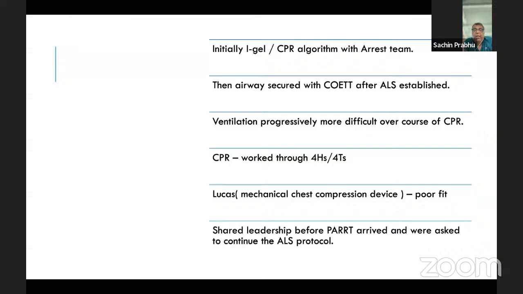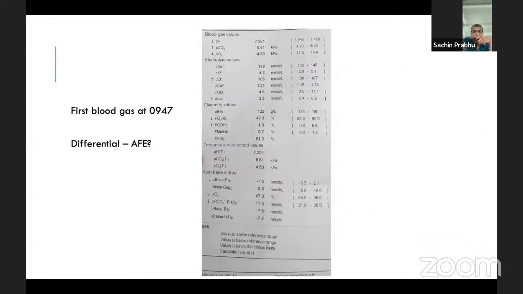We do have a mechanical compression device, which was asked for because the CPR went on for quite some time in this lady, actually. We also have a peripheral team called PART, which helps with sick patients. Everybody turns up for this call, actually. So next slide, please. And this is a blood gas.